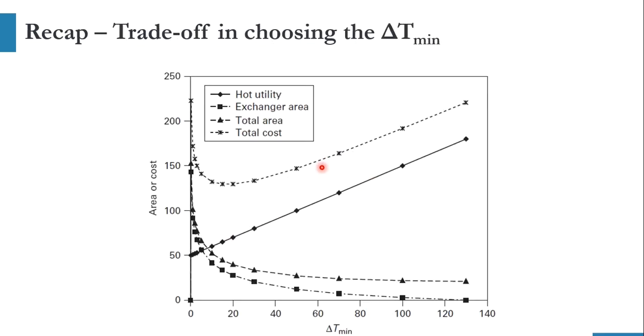And we have studied the trade-off in choosing the value of delta T minimum, that for this particular range we can select the delta T minimum because it represents the total cost which is minimum in this region. However, either moving to this side or moving to this side, the total cost will increase. And we have discussed this in detail in our previous lecture.